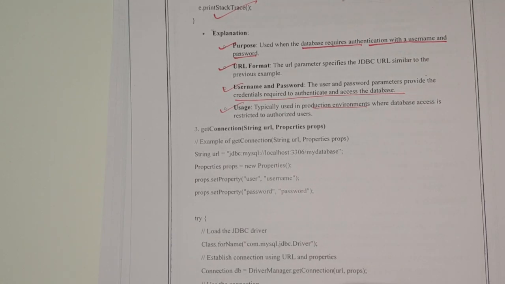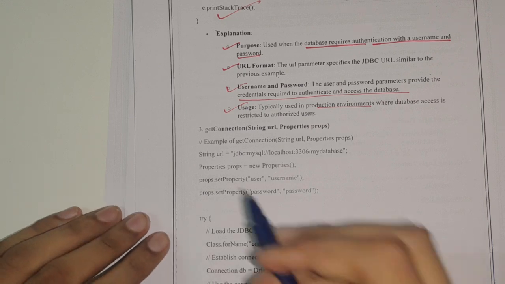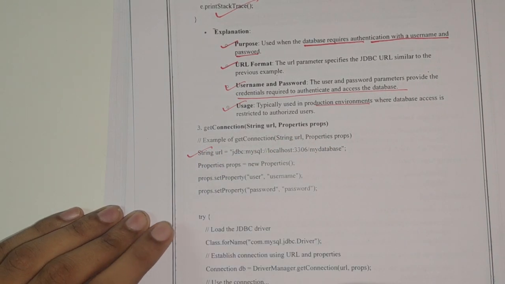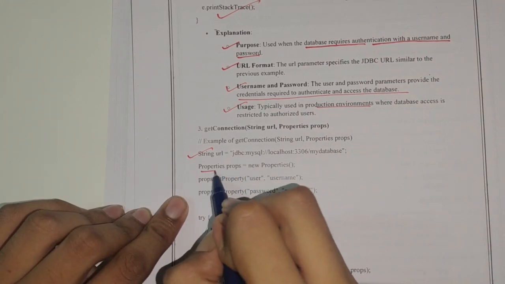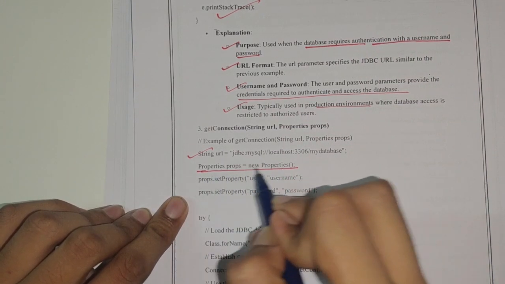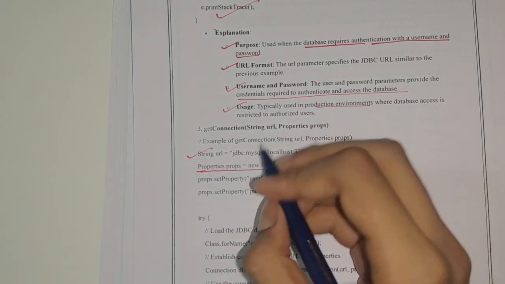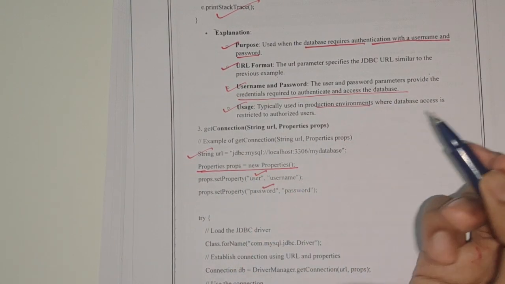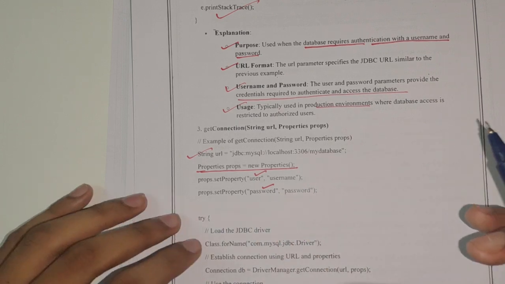Next we have the getConnection with string URL and properties group. First we are giving the URL itself. Next we do Properties props equal to new Properties. Just one object of properties is created. You can say props.setProperty, you are just setting the values of user and password. It's like another way of storing the username and the password, another way of declaring it.